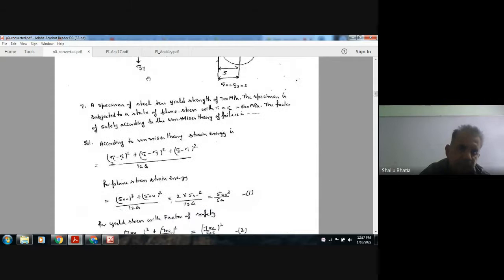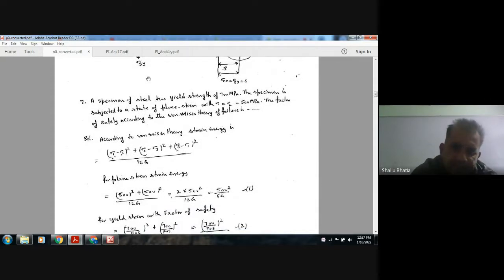Next. A specimen of steel has yield strength of 700 MPa. The specimen is subjected to a state of plane stress with sigma 1 equal to sigma 2 equal to 500 MPa. The factor of safety, according to von Mises theory of failure, is? So according to von Mises theory of failure, the distortion strain energy is given by sigma 1 minus sigma 2 square plus sigma 2 minus sigma 3 square plus sigma 3 minus sigma 1 square, divided by 12G. When sigma 1 is equal to sigma 2 is equal to 500, and sigma 3 is 0.